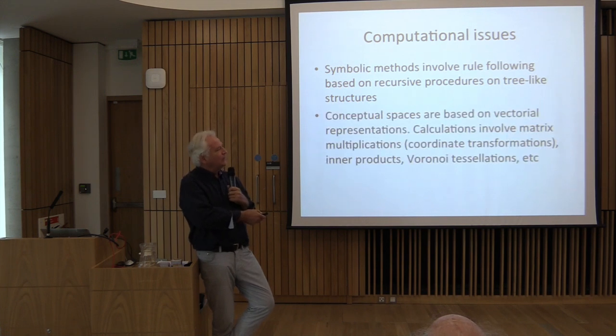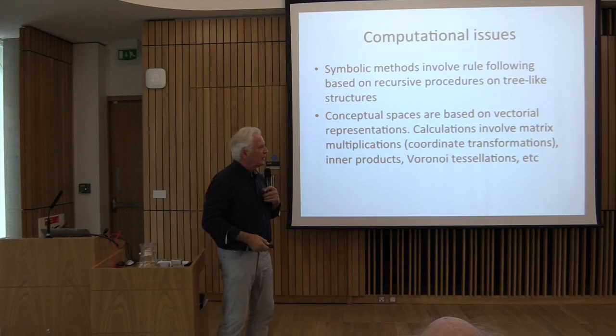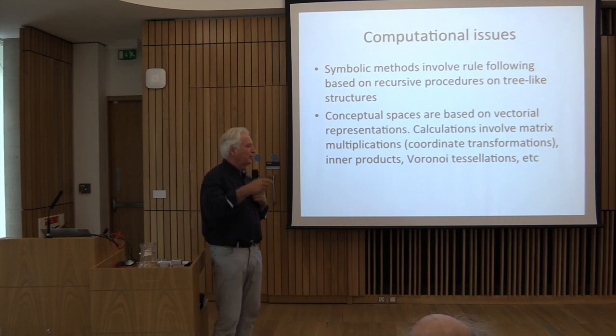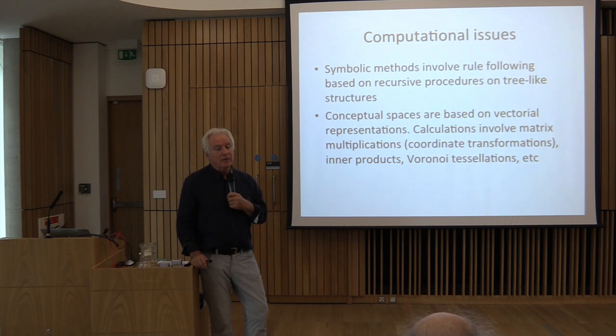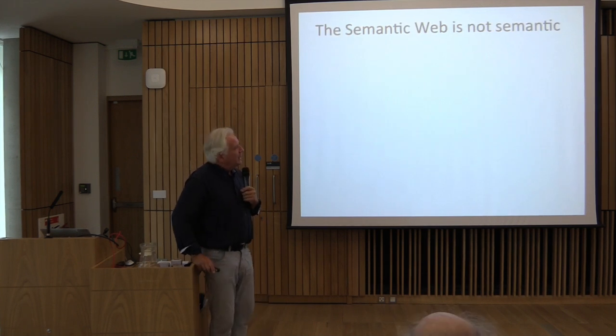What I do instead is vectorial representations. You have matrix multiplications, you're changing scales, you're changing coordinate transformations. You take inner product spaces, you look at the Voronoi tessellations, representations of similarity. Totally different from a computational point of view. The question is whether you can marry these, and maybe you can.